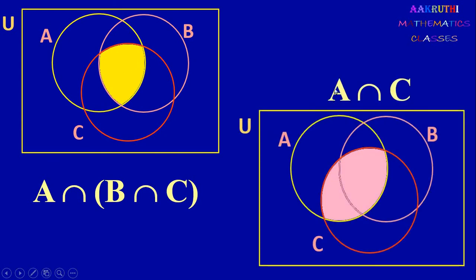So next it is A intersection C. That is elements belonging to both A and C. The area belongs to the first circle and the second circle. So we write this part. This is the common part belonging to A and C. So therefore this is A intersection C.